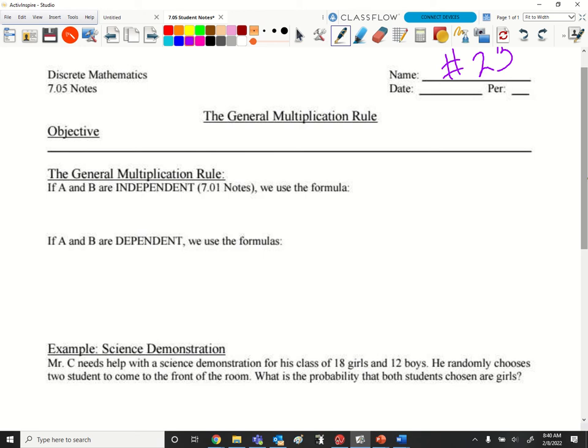So that means every single time I select, it's going to be independent. It's not going to have anything to do with my previous pick. That's what independent means. Dependent means if I pick one and don't put it back. So it's going to be dependent on what I picked first. That's what dependent means. Okay? So that's A and B being independent of each other. And dependent, use formulas.